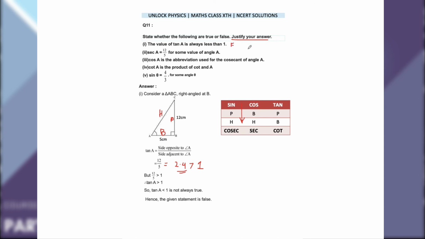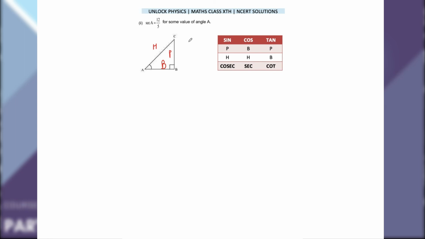Now looking at the second part, which is sec A is equal to 12 by 5 for some angle A. Considering a right angle triangle, since this is our angle, this will be our perpendicular, this will be our base, and this will be our hypotenuse. Trigonometric table again. Since we are talking about sec, which is written in the last row, we'll read the table from bottom to up. Sec is hypotenuse upon base. So we have AC upon AB is equal to 12 by 5. Now AC will be 12k, AB will be 5k, where k is some positive integer.